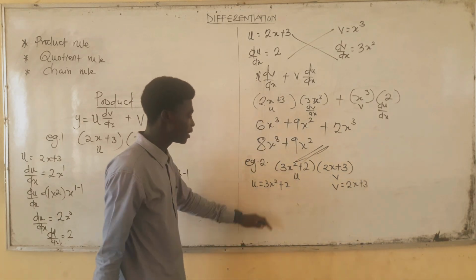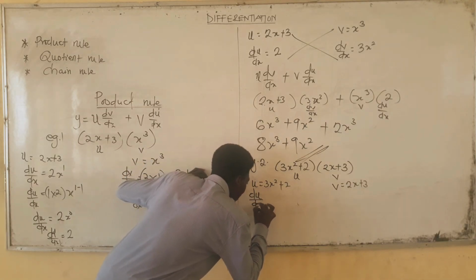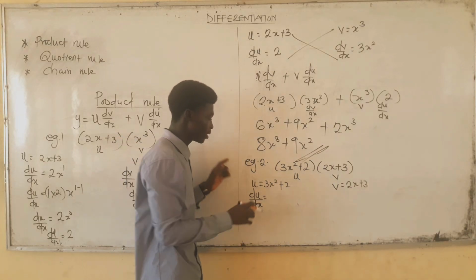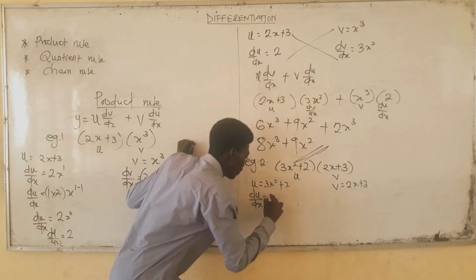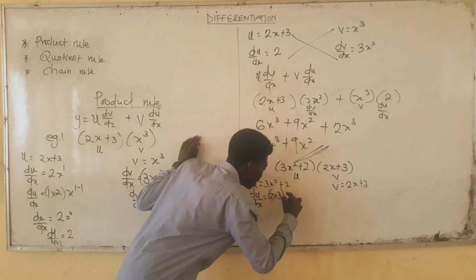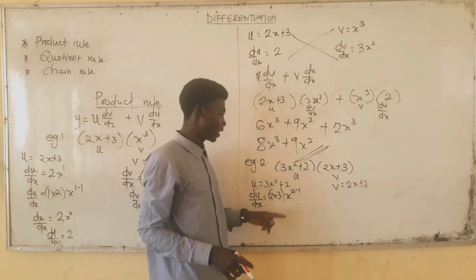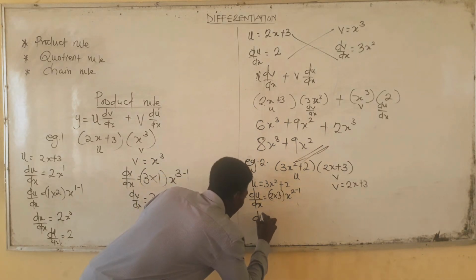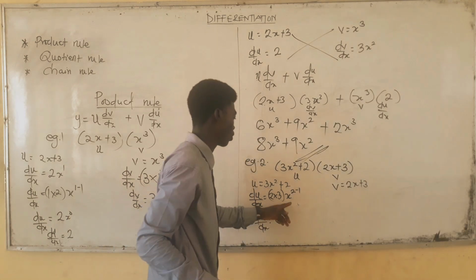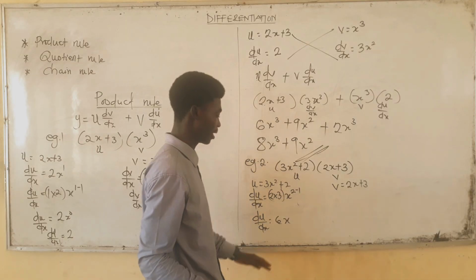Right? So now let's differentiate this. We have du with respect to x. If you differentiate this, you multiply the coefficient 3 by the exponent 2, and then you subtract 1 from the exponent, so you are getting x to the power 2 minus 1. Because this is a constant, you are getting 0. So our final derivative will be 6x, because 2 minus 1 gives x to the power 1, or you can write it this way.